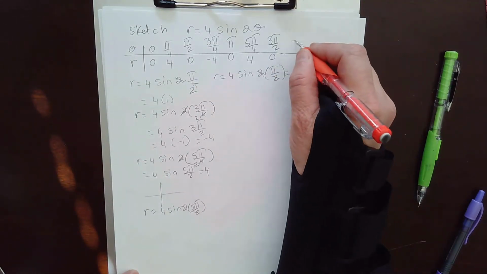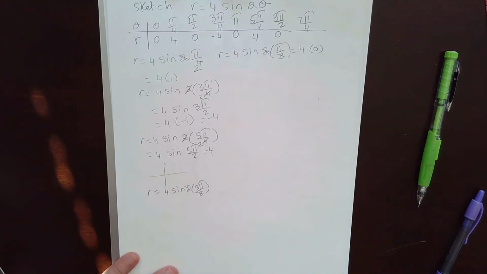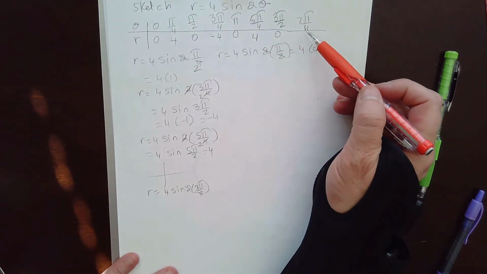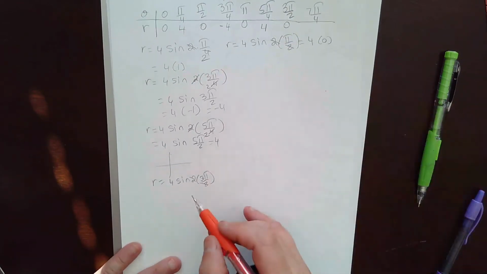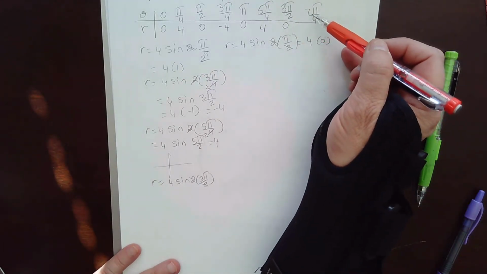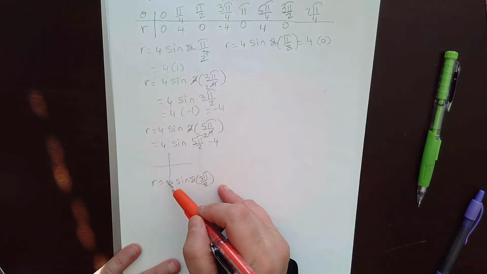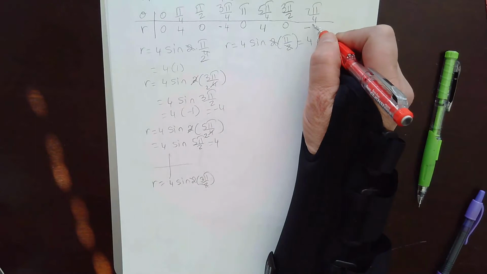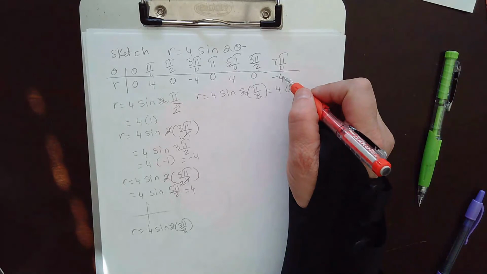Let's do a couple more. 7 pi over 4 is going to be similar to what? 3 pi over 4, isn't it? 7 pi over 4, you'd be left with 7 pi over 2, wouldn't you? The 2 and the 4 cancel out. See, they are canceling out. Where's 7 pi over 2? So 5 pi over 2 is 7 pi over 2. So that's going to be negative 1. Negative times 4 is negative 4. You can plug it in if you like. It should be negative 4.